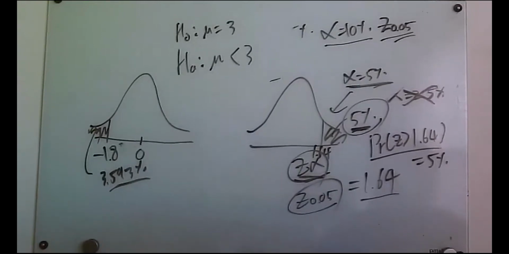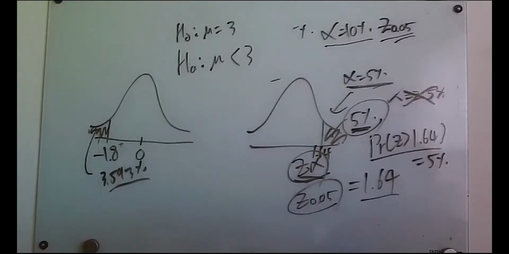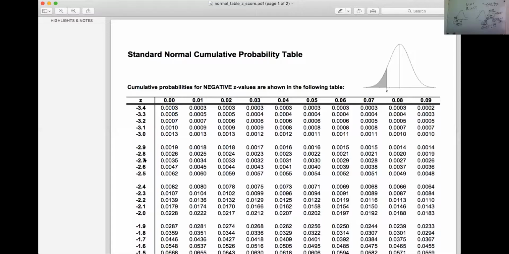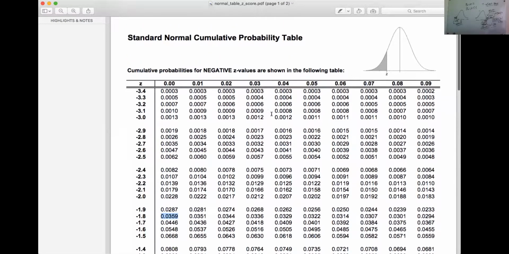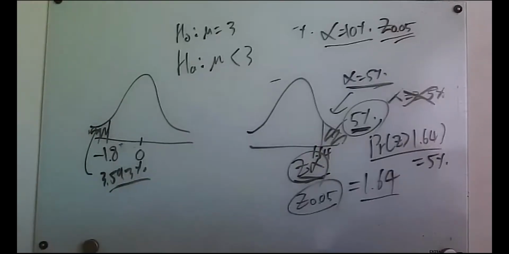Okay, so I'm going to share this with you again. This is the normal distribution table. We are looking for negative 1.8. As you can see, it is 3.59%. So that is the probability of Z less than negative 1.8, which is about this area. So this is how you look at the Z-score table, right?